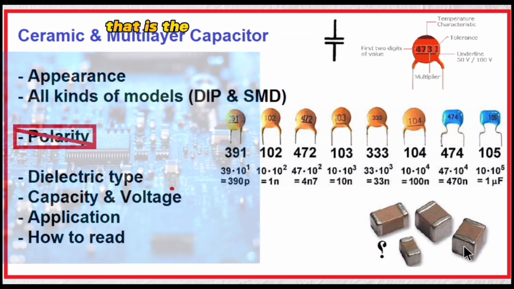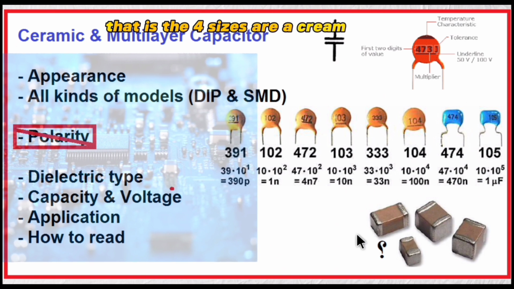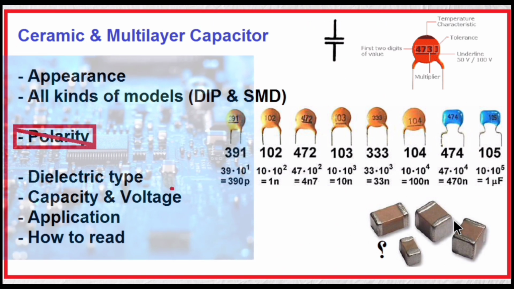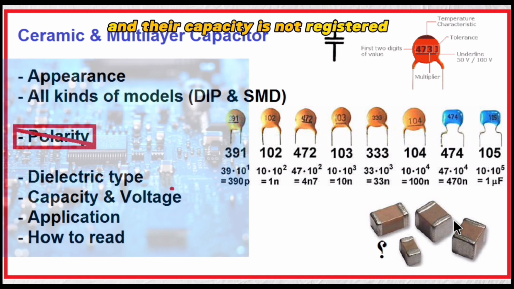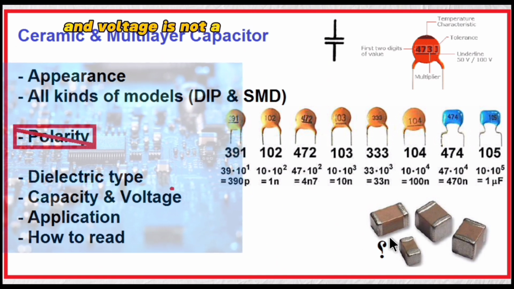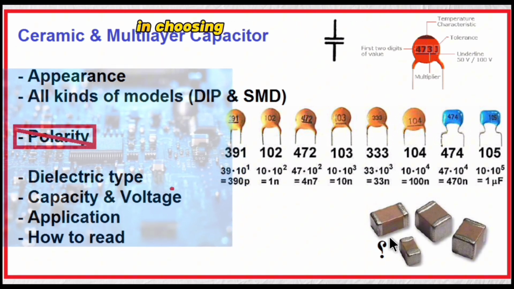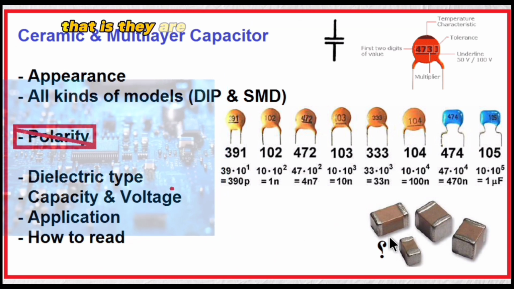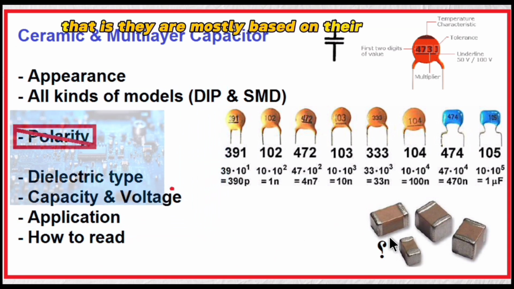That is, their four sides are a cream color. And their capacity is not registered. And voltage is not a very important parameter in choosing these capacitors. That is, they are mostly chosen based on their capacity.